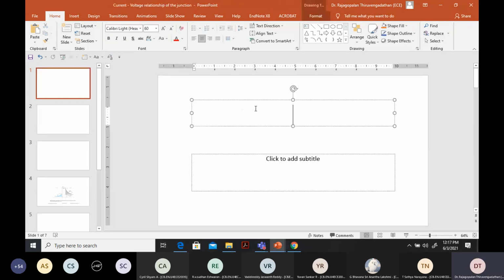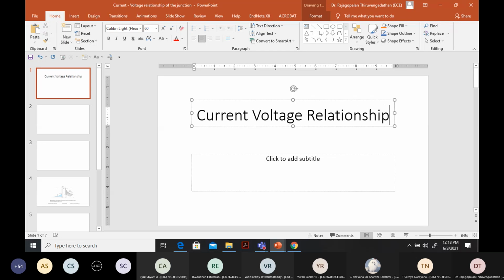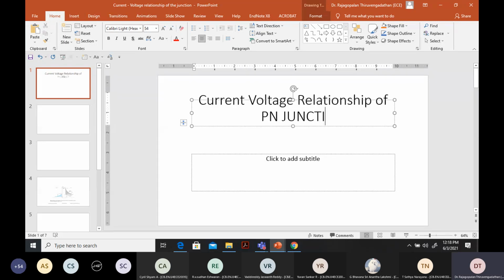So in today's class, what we are going to see is the current voltage relationship. Okay, current voltage relationship of PN junction. This is what we are going to see.